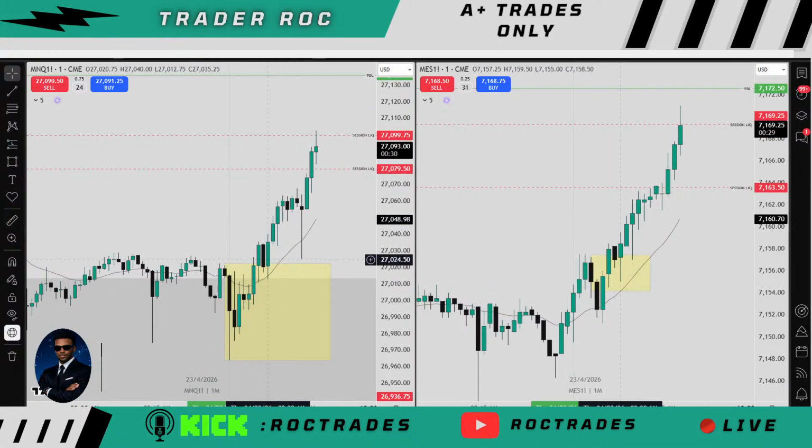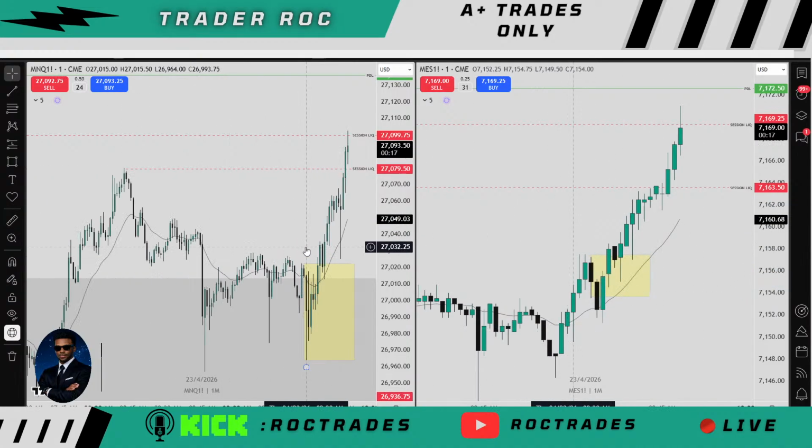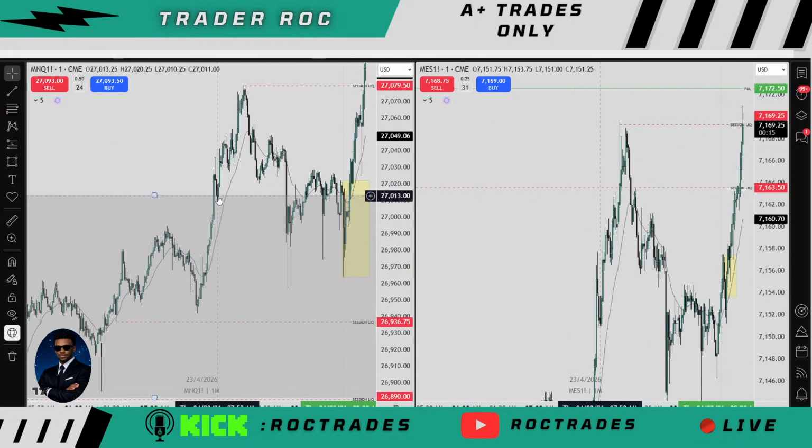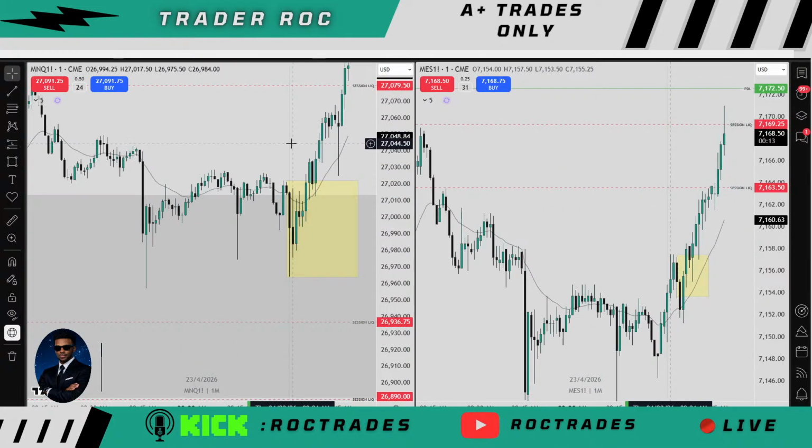Notice there was no 1-minute displacements there either. So that right there was just really quick. But I love how this delivered, bro. You had the overnight area of interest. You had 9:30 tap into that area. And then boom. Go time.